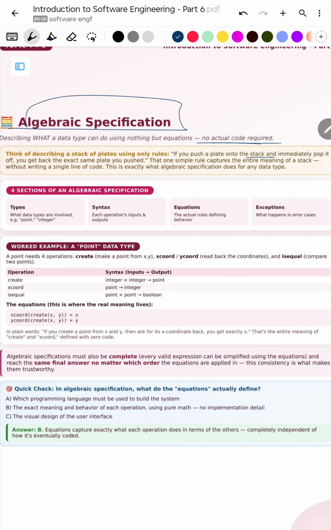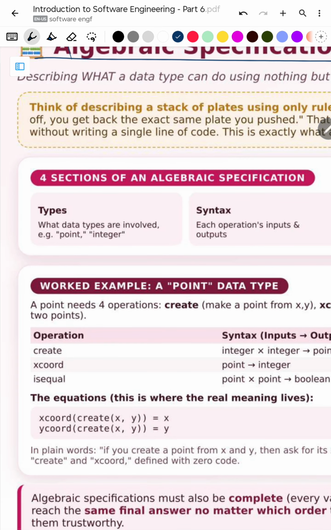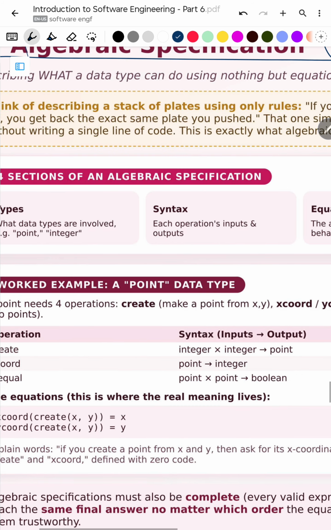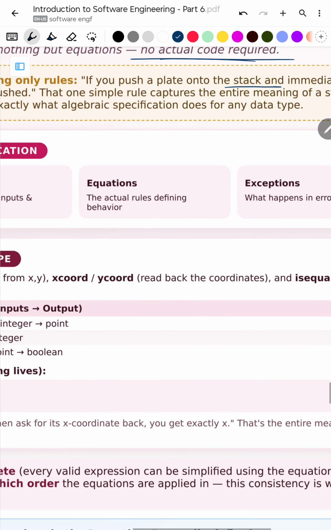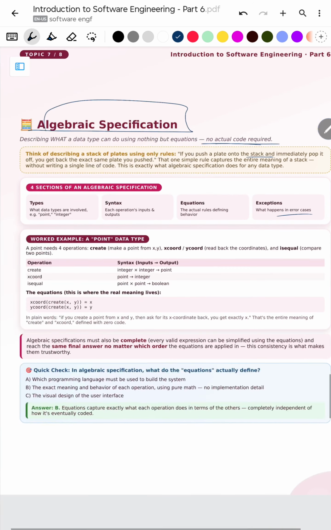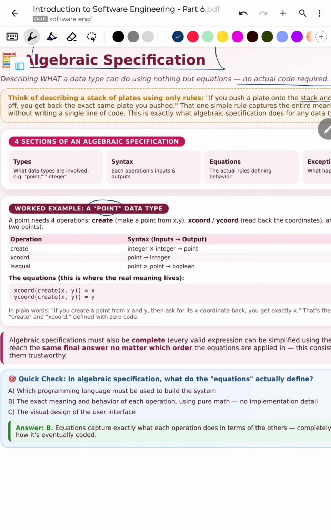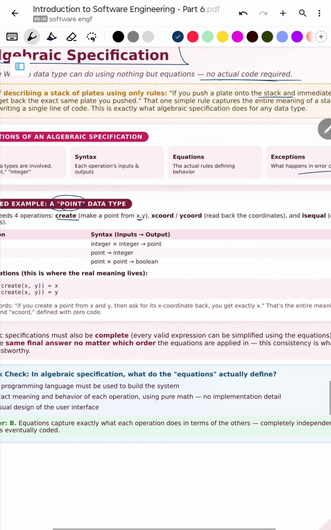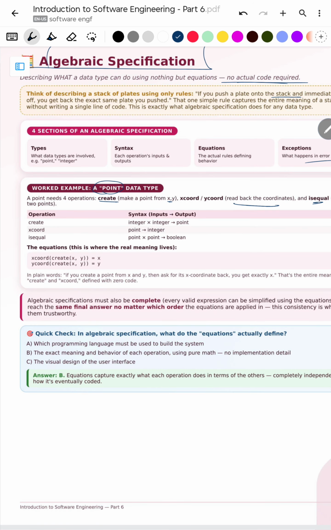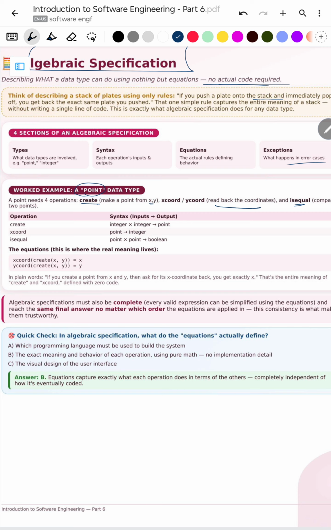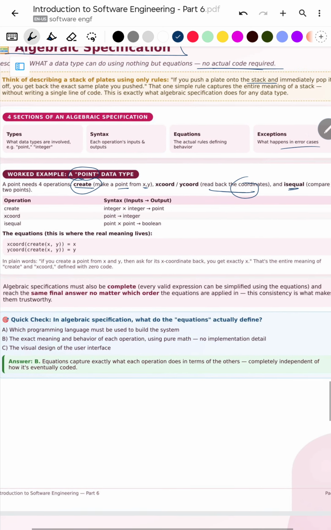So there are 4 sections here. One is types. What data types are involved? Point, integer, or length. Syntax: each operation's inputs and outputs. Equations: the actual rules defining behavior. Exceptions: what happens in error cases. So let's see a point data type. A point needs 4 operations. First, create, that is make a point from x, y. Xcord, ycord: read back the coordinates. And isEqual: compare 2 points.